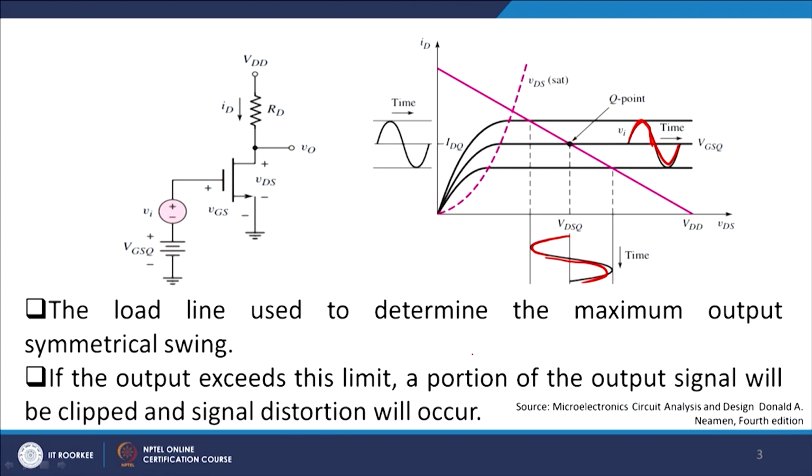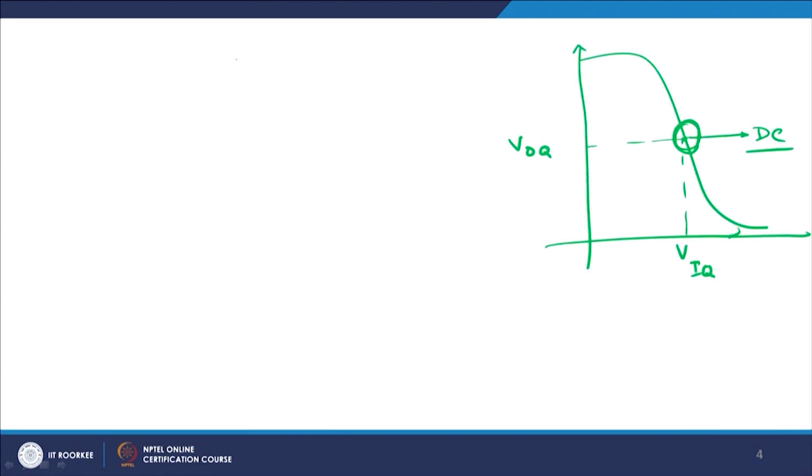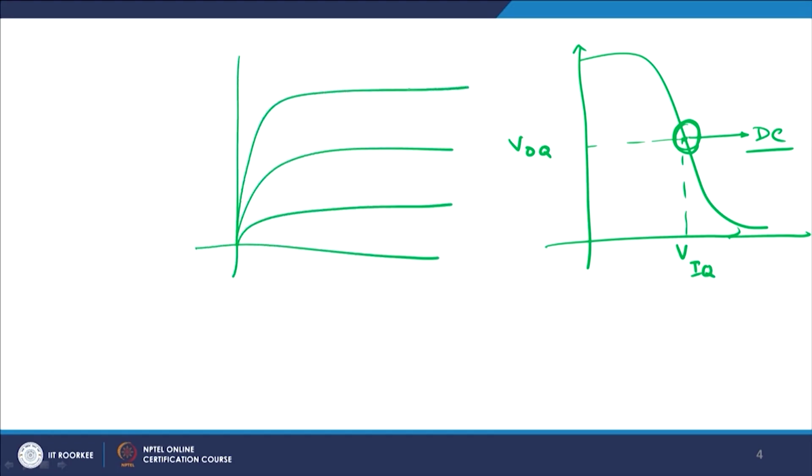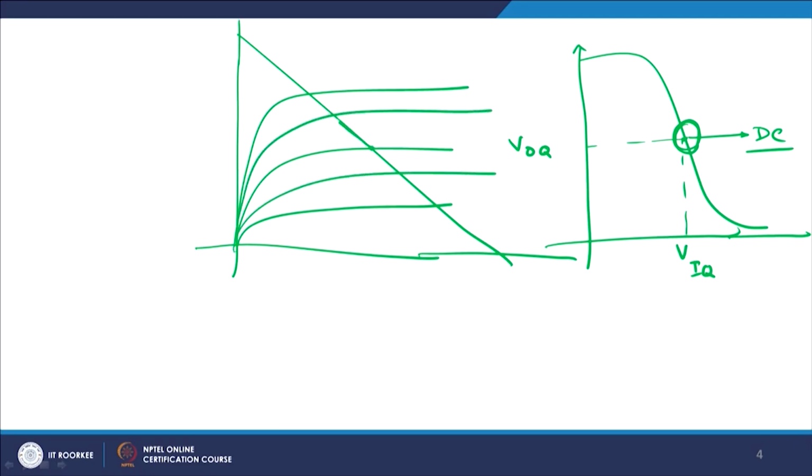Now, the idea here is, let us suppose you had biased the device, this is the IV characteristics of my BJT, you had put the load line something like this and you biased it here. Once you biased it here, it is pretty simple, then you apply an input signal, this Q point goes to this, suppose there are a large number of curves here as well, it goes to this point.